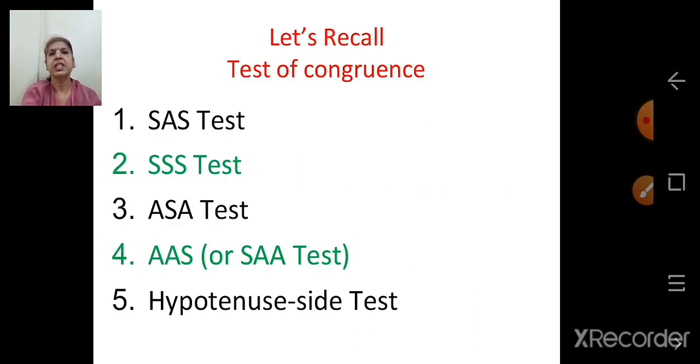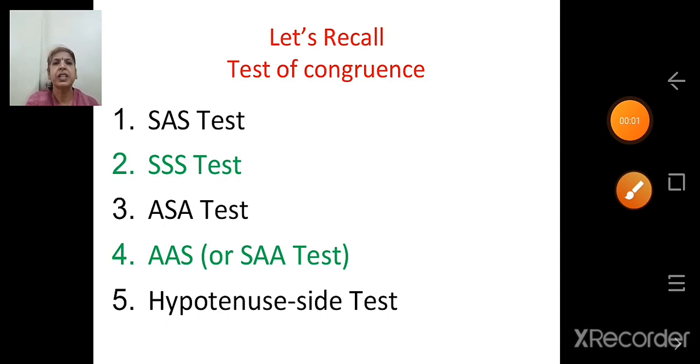In the previous sessions, we have studied that for two triangles to be congruent, the six corresponding parts should be congruent. That is, three angles should be congruent and three sides should be congruent. But out of these six, if three specific parts are given, then they determine the test of congruency. So, three specific parts determine the test of congruency.